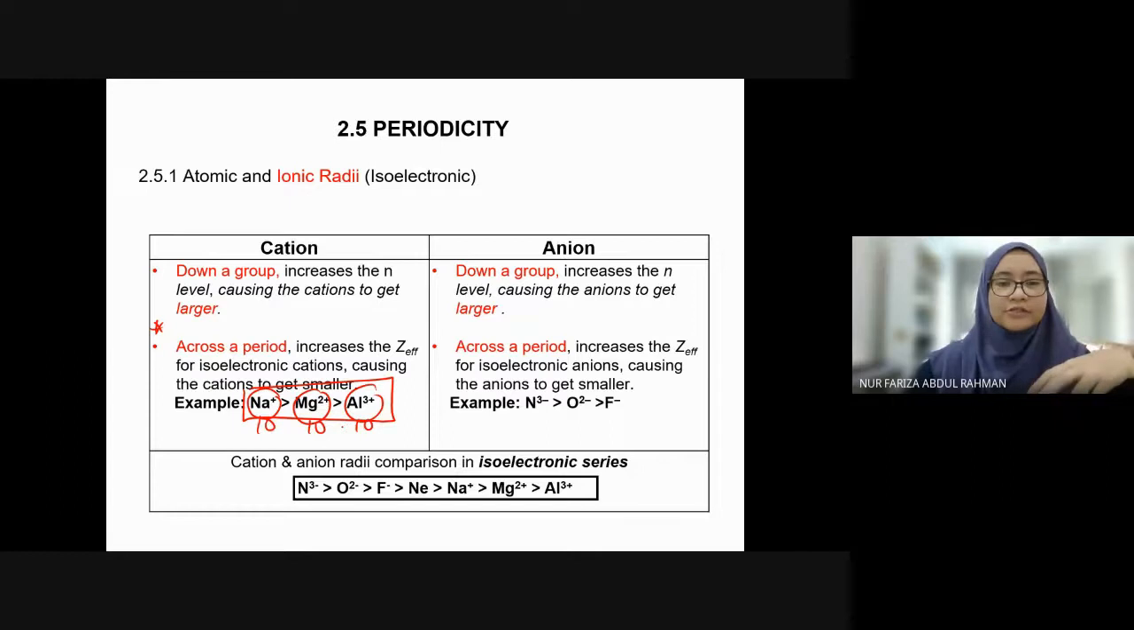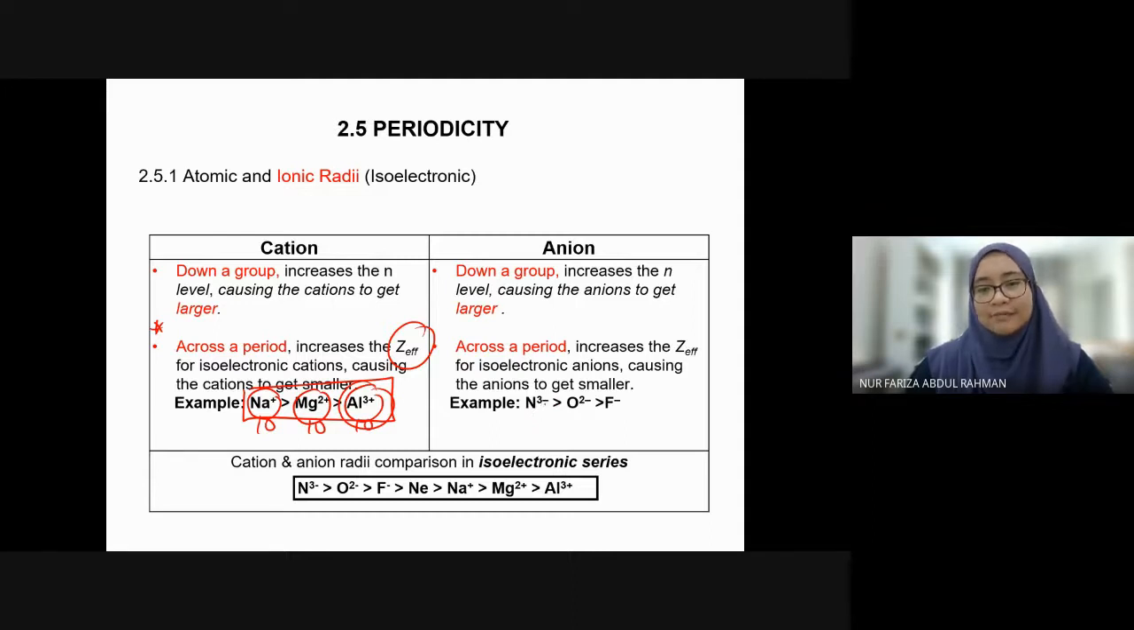Alright, so in terms of size, we can highlight the Z effective. Across the period we know that the Z effective increases. Then electrons are removed as well. So by right the aluminium atom has a higher Z effective, and when it becomes aluminium 3+, it has an even higher value of Z effective. The same goes for N3 minus, O2 minus and F minus.